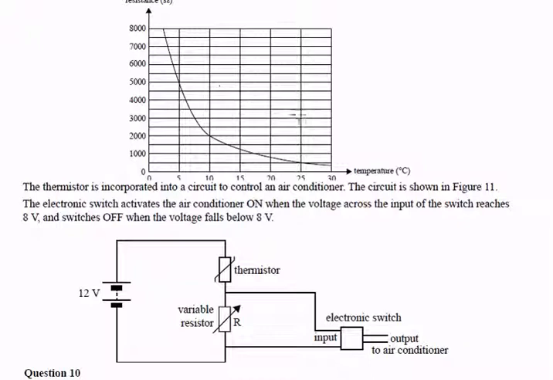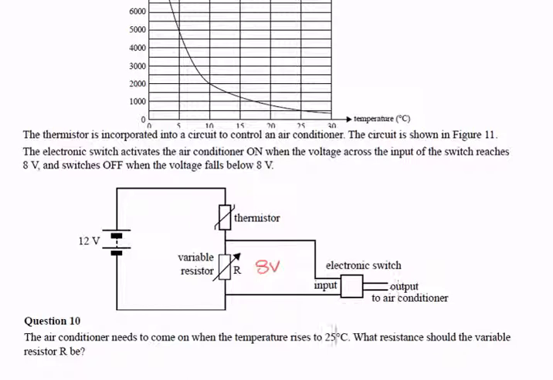The next question, I've just copied and pasted these onto one page so it's easy to see. It's the same graph, and they've given us that the thermistor is incorporated into a circuit to control an air conditioner. The circuit is shown here. The electronic switch activates the air conditioner when it reaches 8 volts. So this thing here measures the voltage over here, and when it measures 8 volts it turns on. The air conditioner wants to come on when it's 25 degrees. What resistance should the variable resistor be?